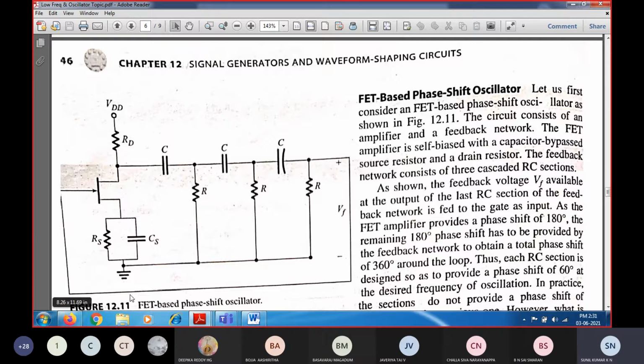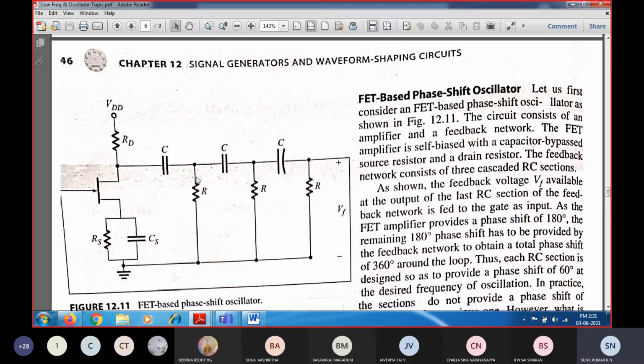Here you can see the input is connected between gate and source, and the final output of the feedback network, that is the voltage across the R, is the feedback voltage that is connected back to the input. In this way, this is nothing but the feedback network as well as the amplifier network. Here you can use any type of amplifier, whether it be BJT or FET, with the power supply VDD. Once you turn on the power supply, it will start providing oscillation.